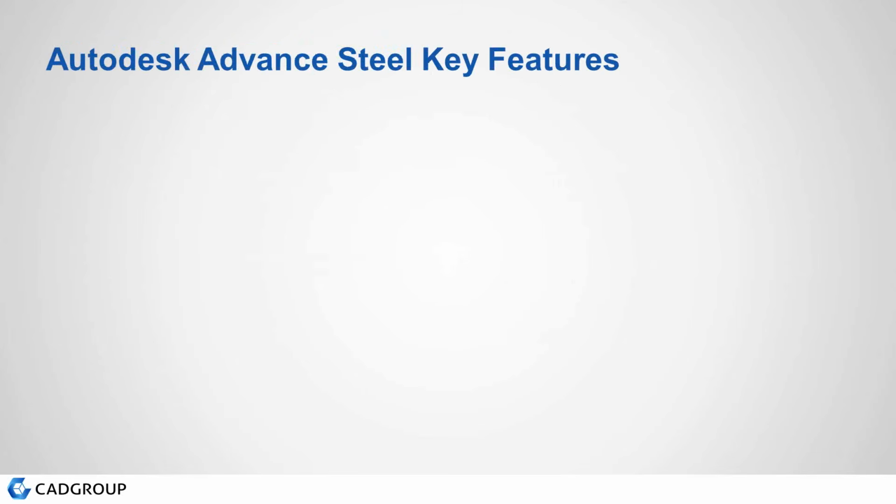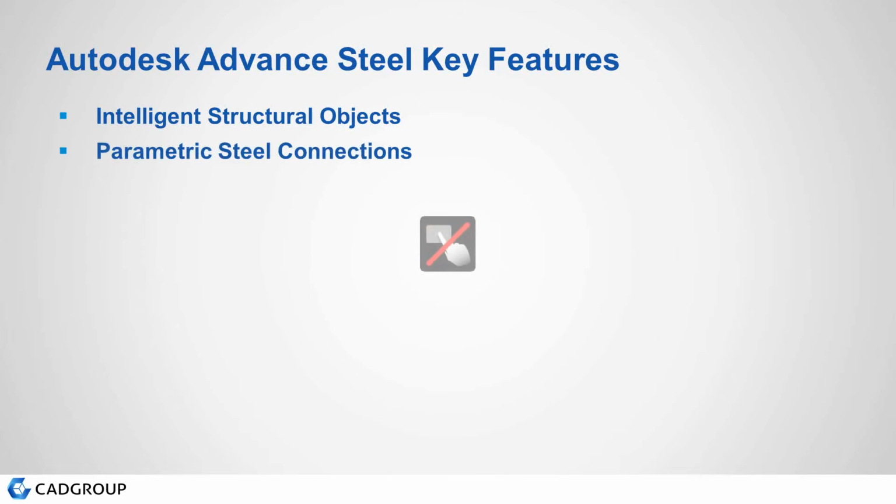All right. So some of the key features of Advanced Steel: it has got intelligent structural objects. So it comes with a standard library of structural objects. When you're installing the software, it will ask you what standard you want to install it by default based on. So you can go with Australian standard. As a result, by default, everything that you would place would be Australian standard items.